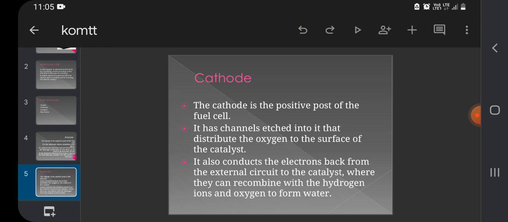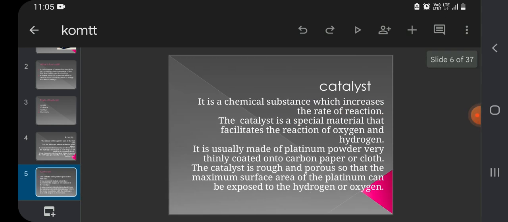Cathode is quite opposite to the anode. Cathode is the positive post of the fuel cell. It has channels etched into it that distribute the oxygen to the surface of the catalyst. It also conducts the electrons back from the external circuit to the catalyst, where they can recombine with the hydrogen ions and oxygen to form water.